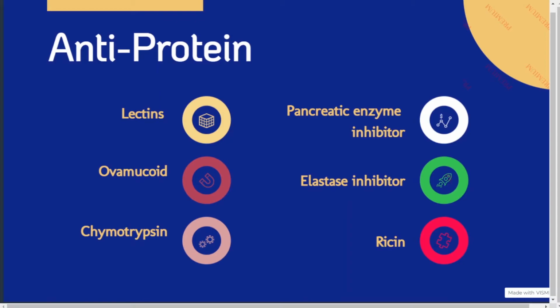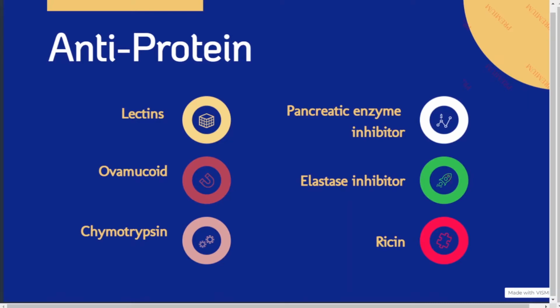Okay, going to chymotrypsin. Chymotrypsin is found in egg white. We have the yolk, and the outer portion around the yolk, the white covering, is called the egg white, which is a rich source of chymotrypsin, right?